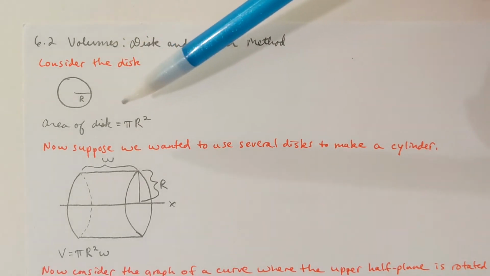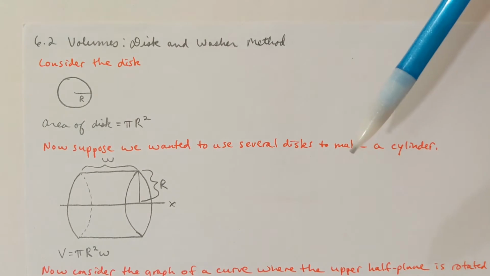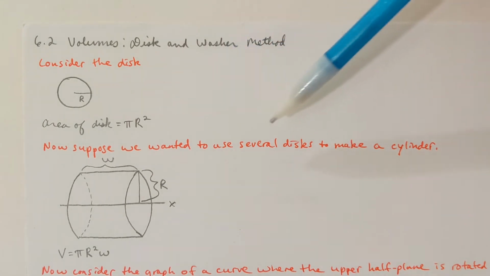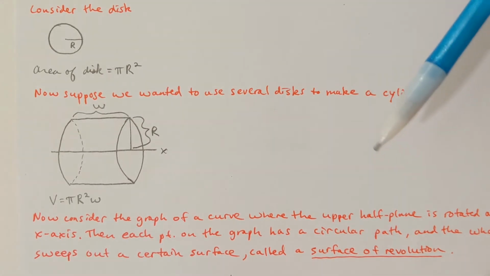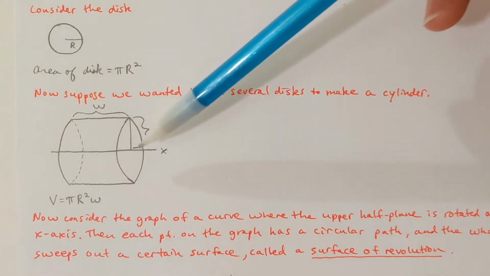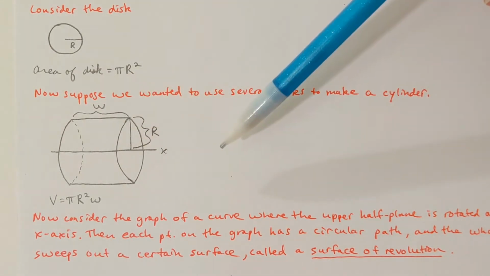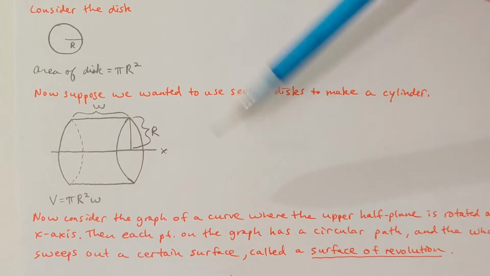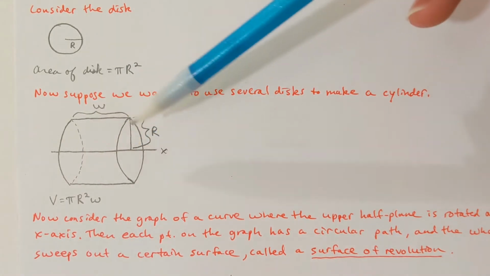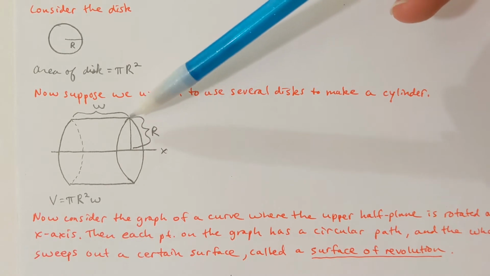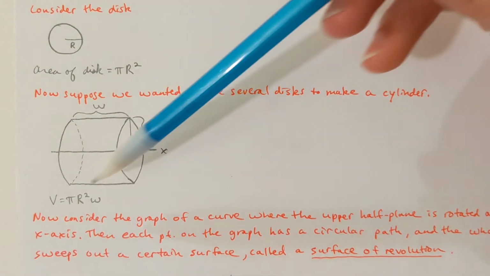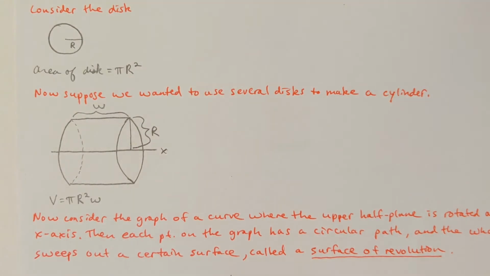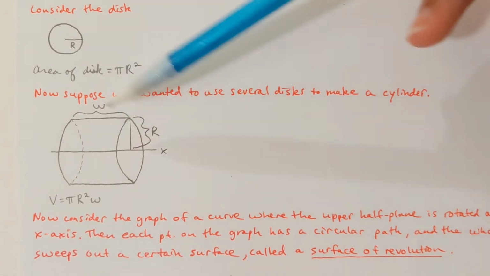Let's consider a disk, a circle, of radius r. Then the area of this disk would be pi r squared. Now suppose that we wanted to use several disks stacked together to make a cylinder. Each disk has a radius of r units. Then the volume of a cylinder is where you take the area of the circular base and multiply by however tall it is. So I'm just multiplying pi r squared by w, and that would give me the volume of this cylinder.